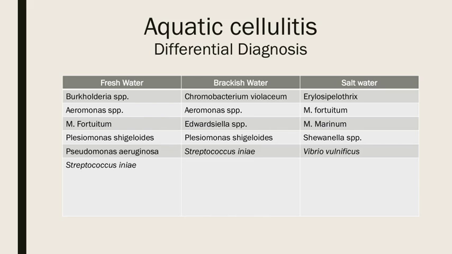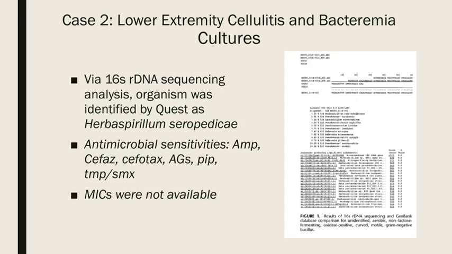All right, so let's see what happened. Via 16S ribosomal DNA sequencing, the organism was identified by Quest as Herbaspirillum seropedicae. See, I knew it. It's going to be something really odd. Antimicrobial sensitivities, of course, as we said before, MICs were not available. So how many people have heard of Herbaspirillum? This was Herbaspirillum species, or Herbaspirillum seropedicae.